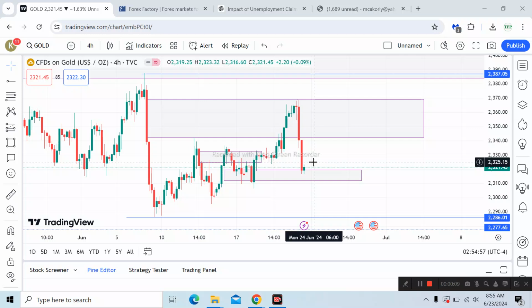In the previous session, we were looking at how price was reacting from certain levels, certain imbalances, and key points. This is going to be a continuation of what we were learning in the previous session. We are on gold, 4 hour time frame, and price has reacted from the previous session. If you were watching, you will know that.